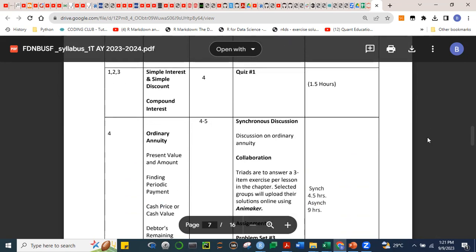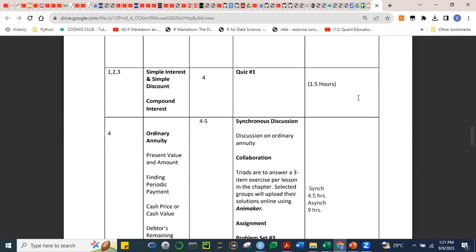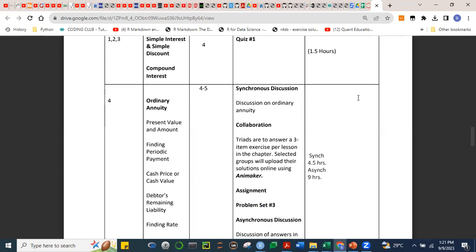Then of course a review of the compound interest, and after that we'll have our first quiz. Usually the quizzes will be face-to-face. Sometimes, but that will be very rare, we will have our quiz online. If ever we do, you will be required to open your cameras. That will be a requirement.